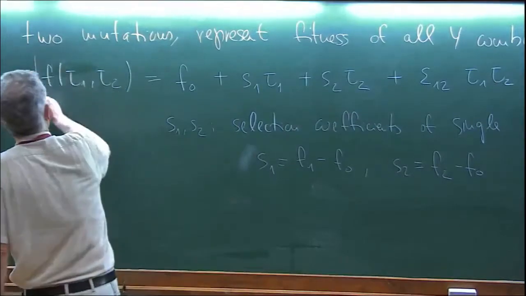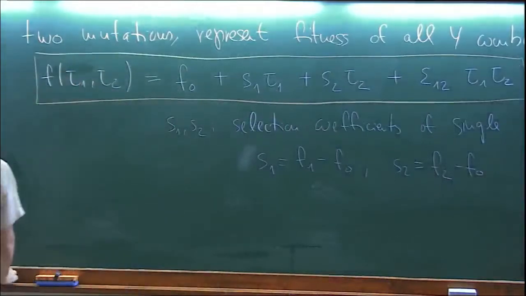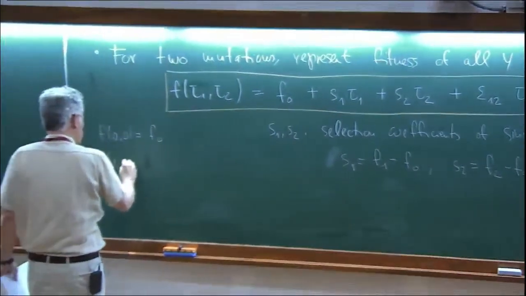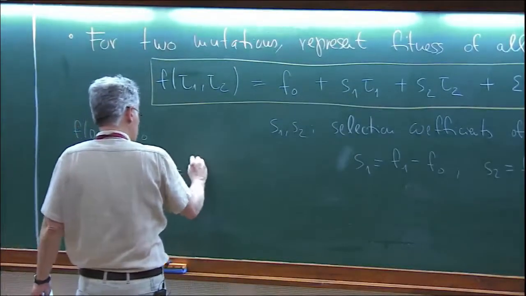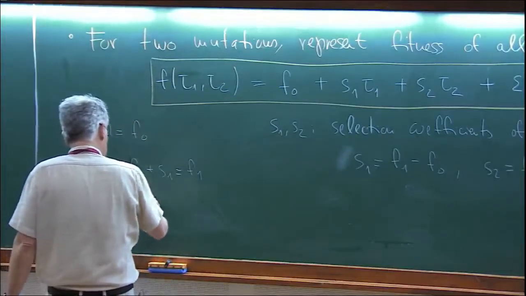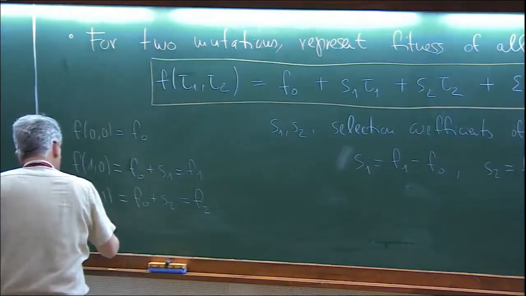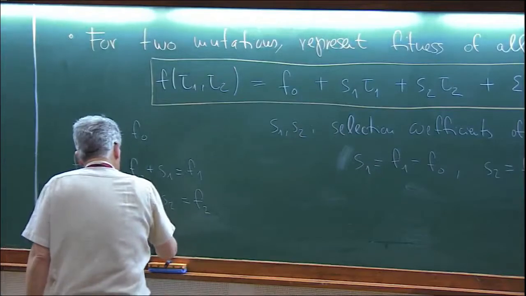This is an exercise to check that this will give you the right numbers, that is, f of 0, 0 is equal to F0. Well, I can actually do it here. For f of 1, 0, now I have one of these present, so this is F0 plus S1, which is equal to F1. f of 0, 1 is equal to F0 plus S2, which is equal to F2. And f of 1, 1 is equal to F0.